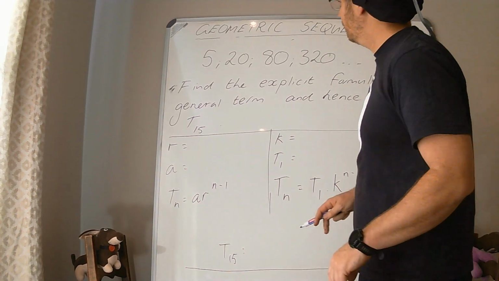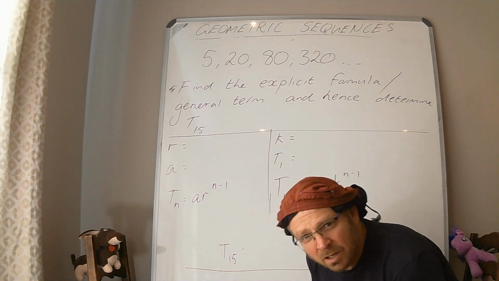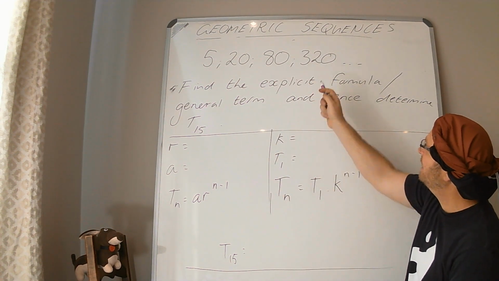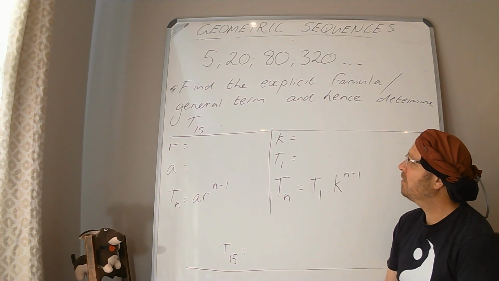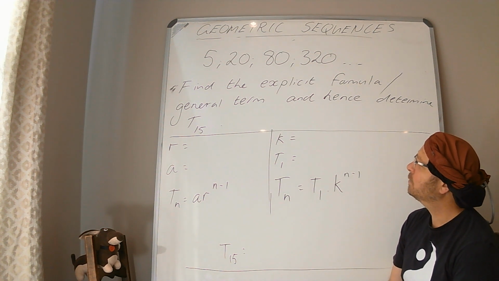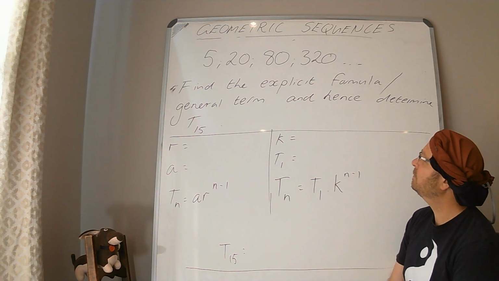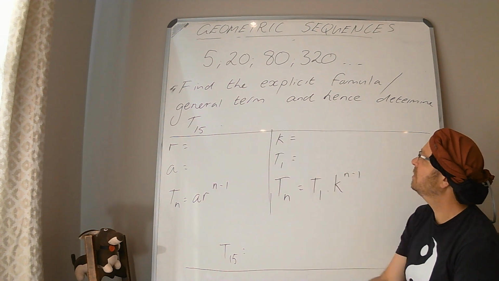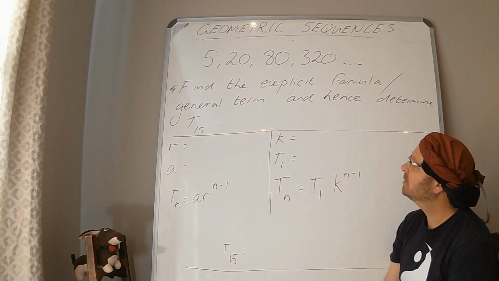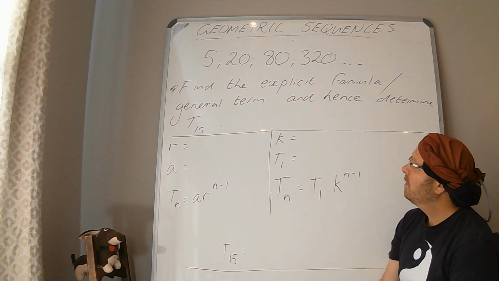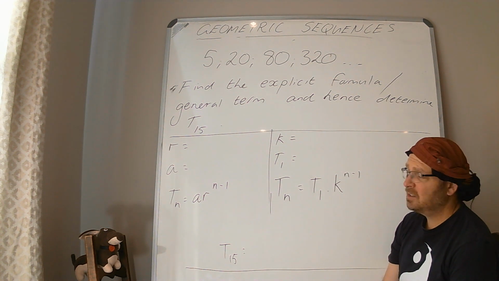Okay, right. So now, the next question, we're going to work with the same sequence, 5, 20, 80, 320. And instead of asking you for a recursive or a first order difference equation, we're going to ask you for an explicit formula or the general term, and hence determine term 15. Right, do you want to pause and try it yourself?